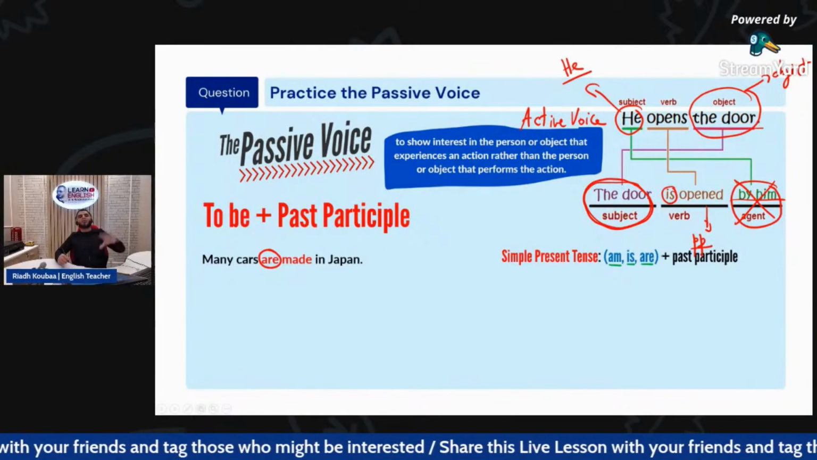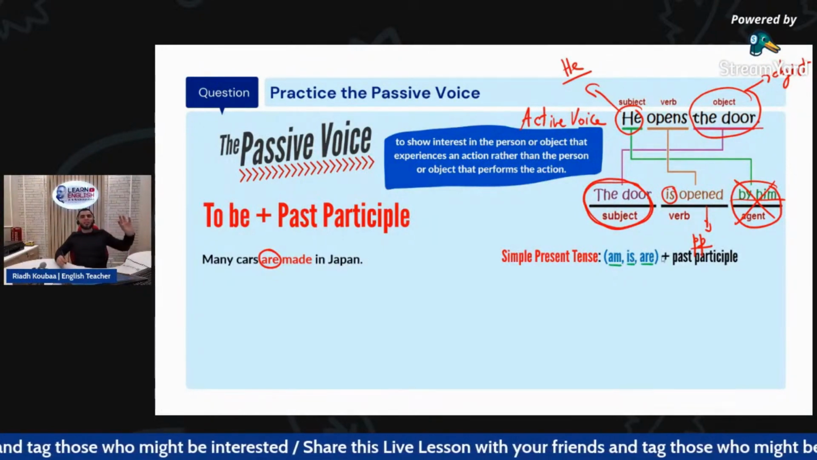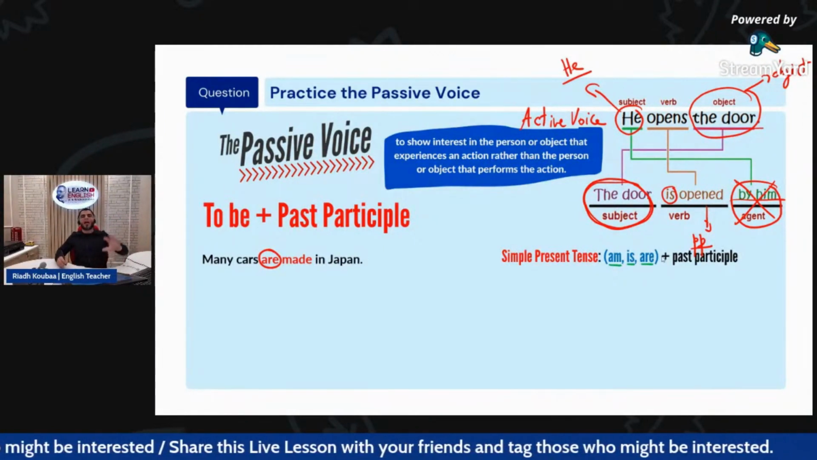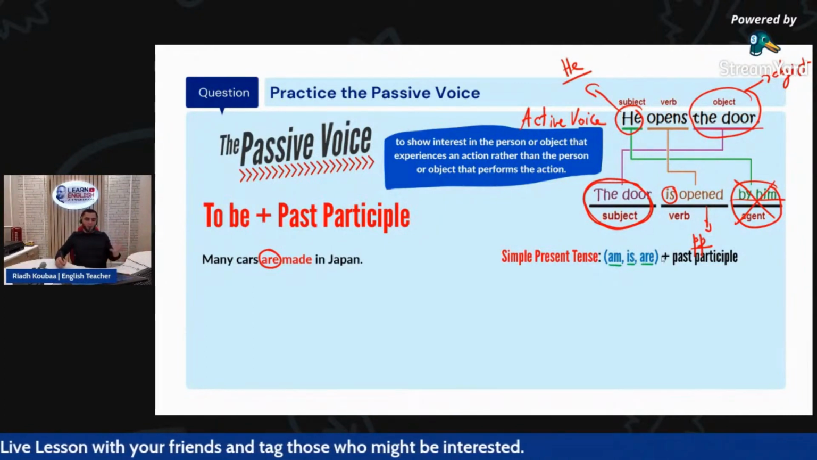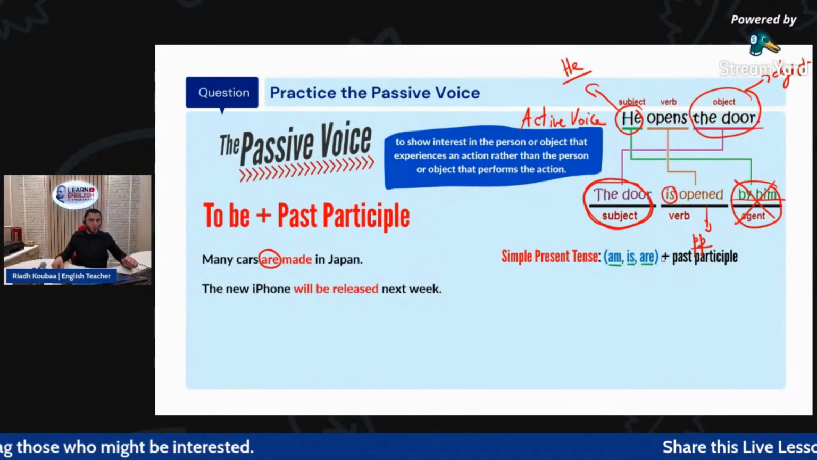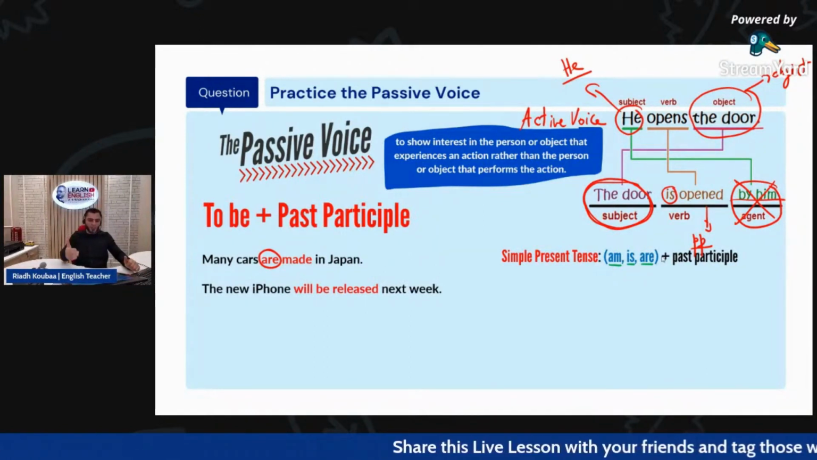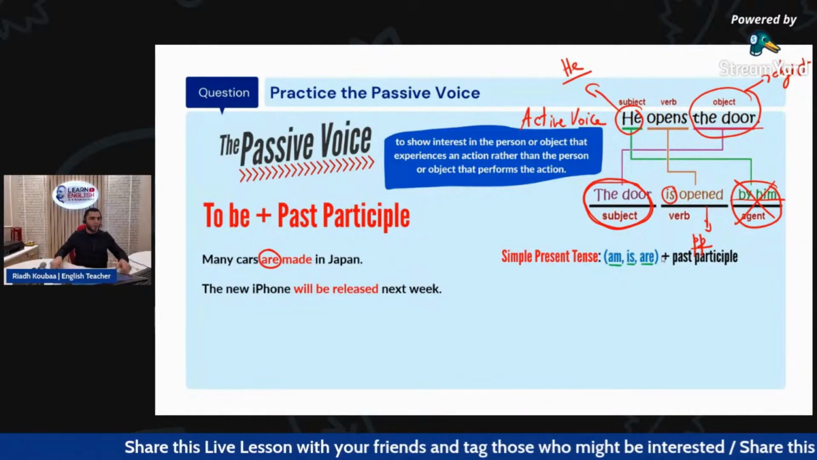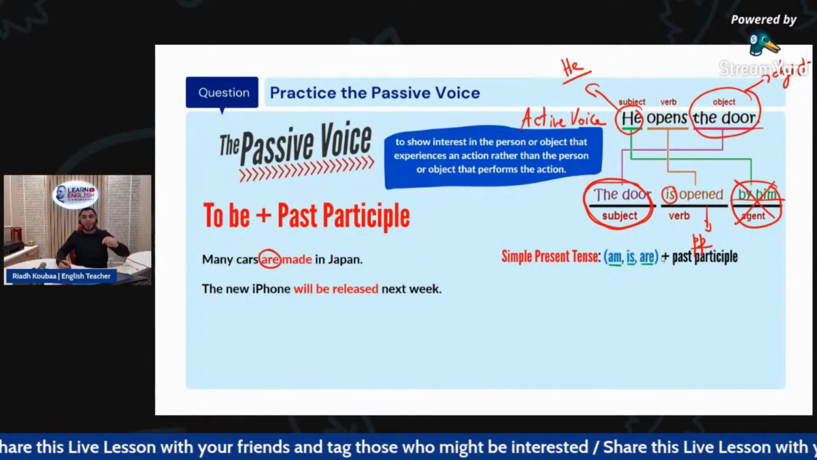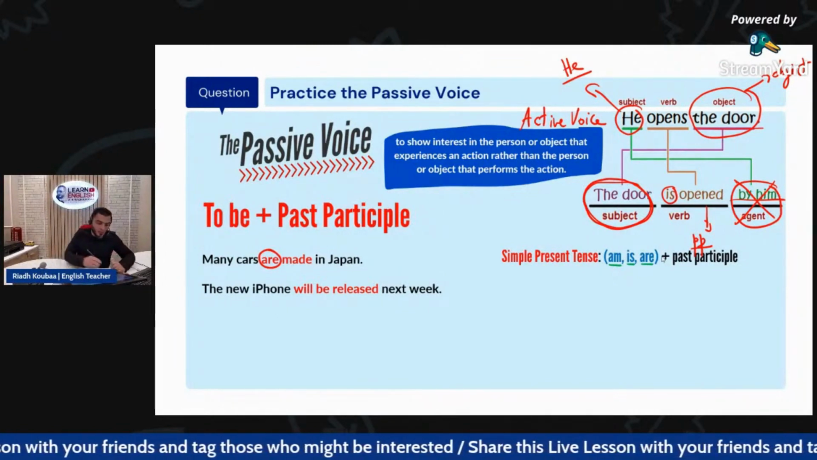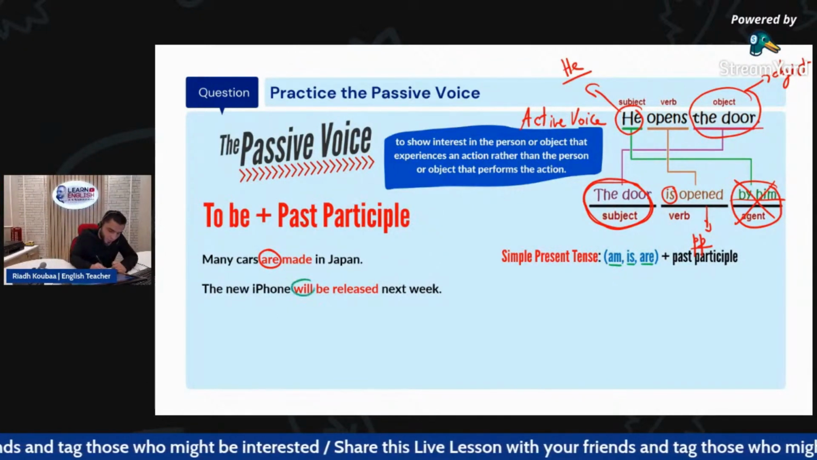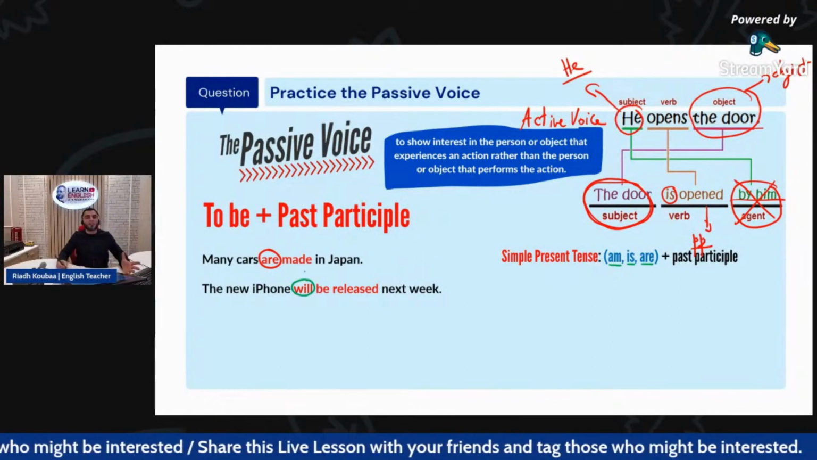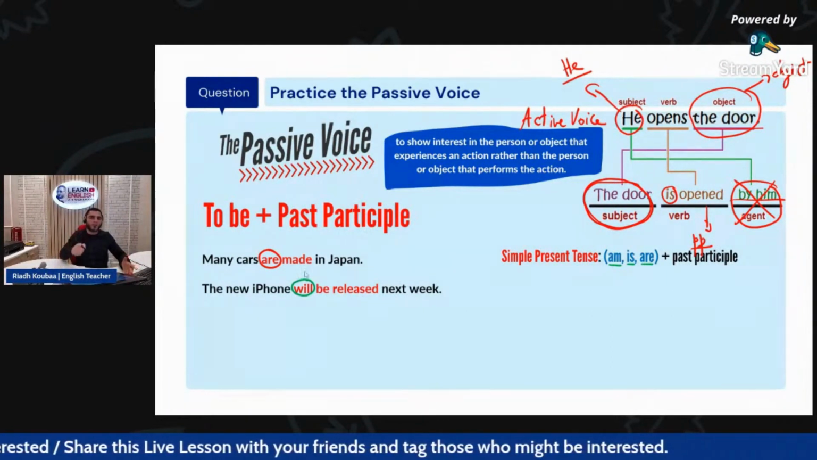I can say I am stolen. I can say that he is killed. I can say that they are killed or whatever. So this is just an example. So this is the first one. The second one, the new iPhone will be released next week. So again, what is the tense here in this sentence? If I underline here will, I am sure that you will say the future.